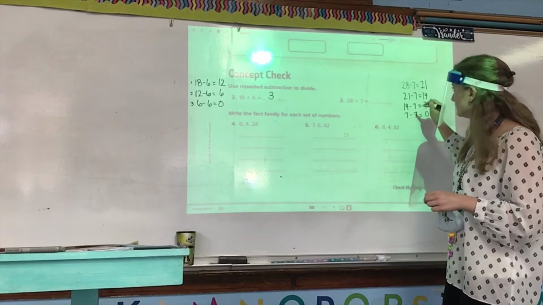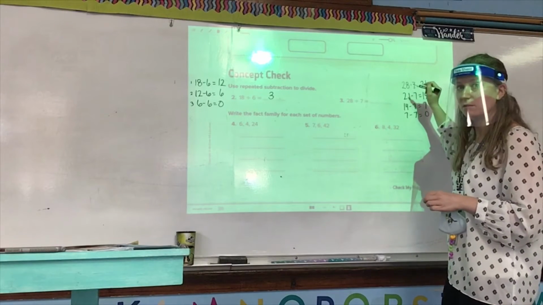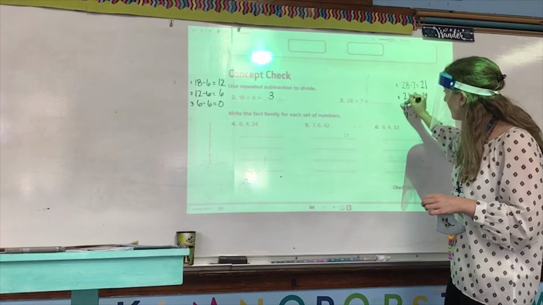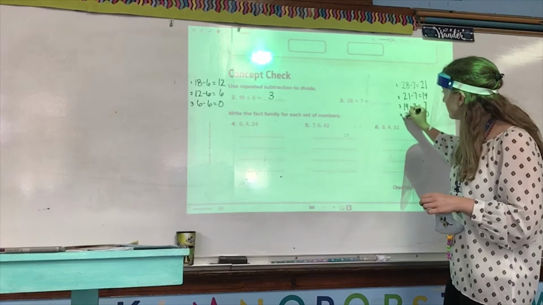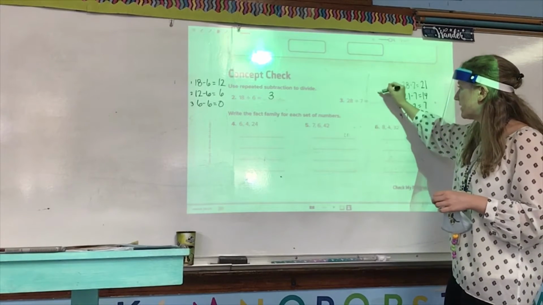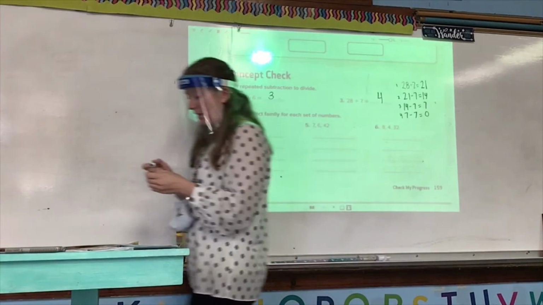Count. Count what? Count how many times you subtracted. Okay. 1, 2, 3, 4. How many times did I subtract? 4. So that means 28 divided by 7 is? 4. Good.